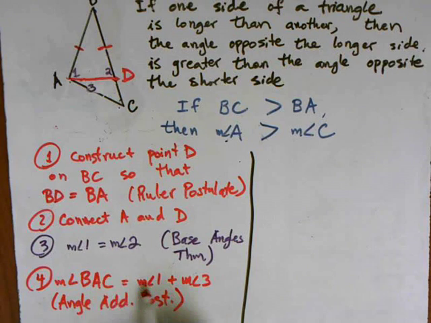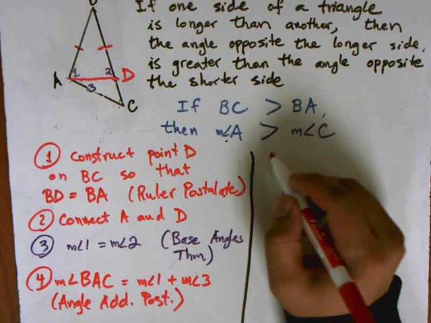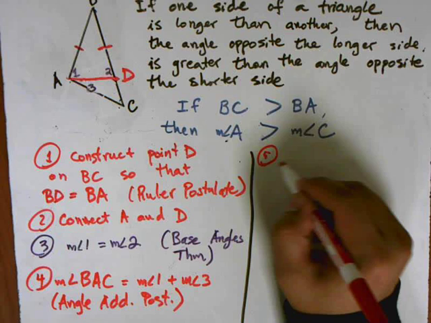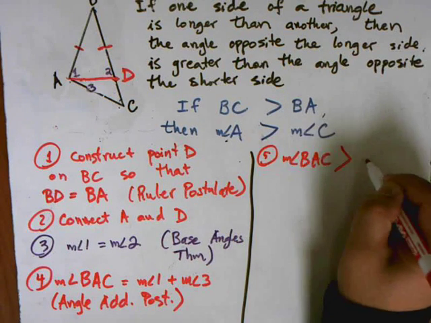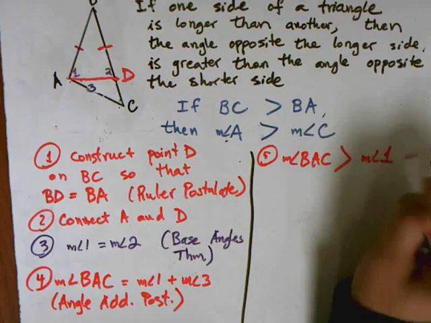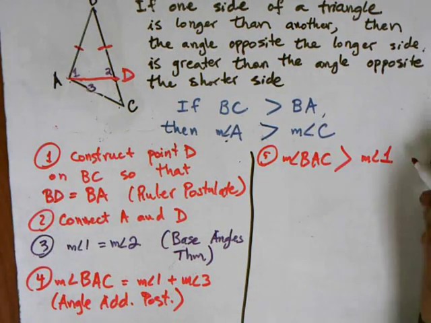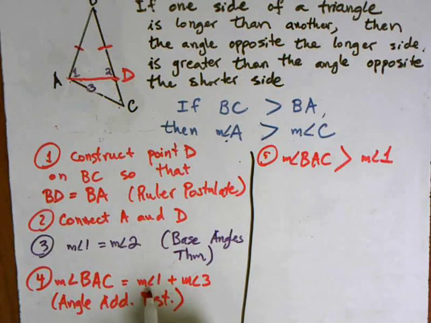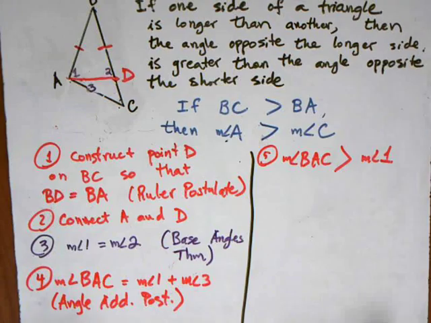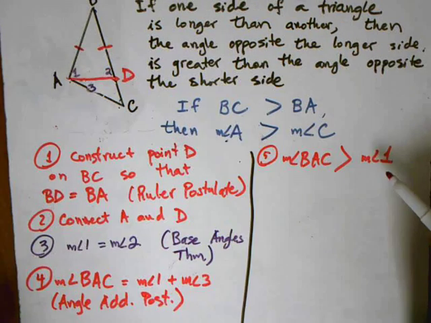Okay? Because BAC contains 1 in it, 1 plus 3 equals BAC, therefore BAC has to be bigger than 1. So the measure of angle BAC is greater than the measure of angle 1. And I'm omitting some of my reasoning here just because I'm running out of space, but it's because BAC contains the measure of angle 1. Okay, so I'm going to set this statement aside for a minute.